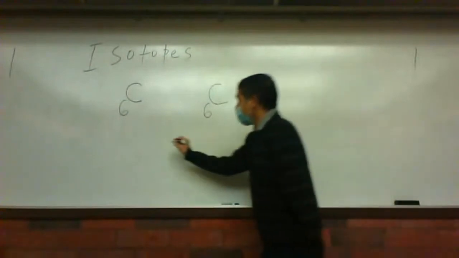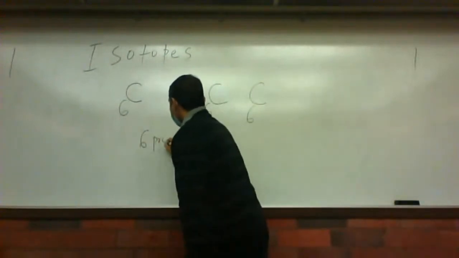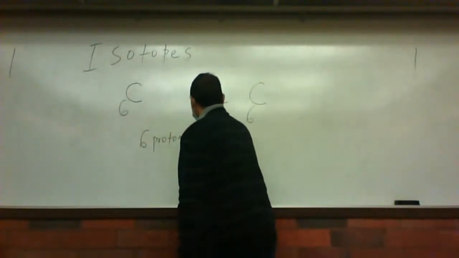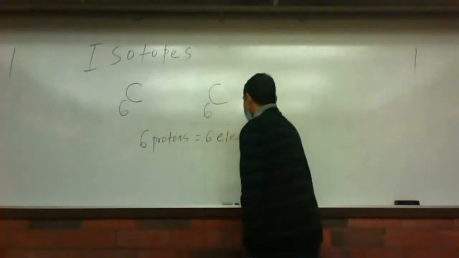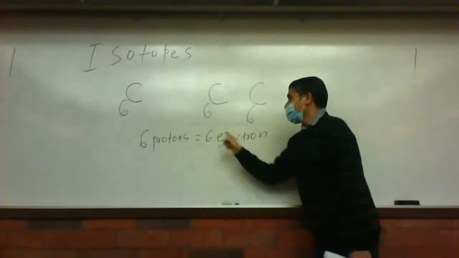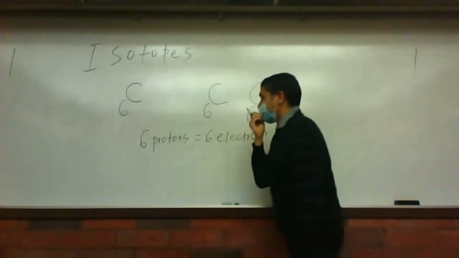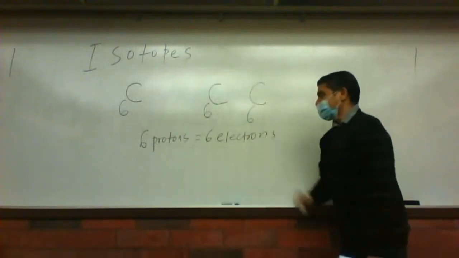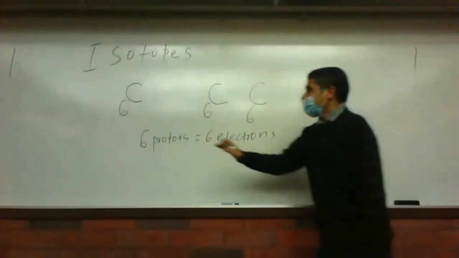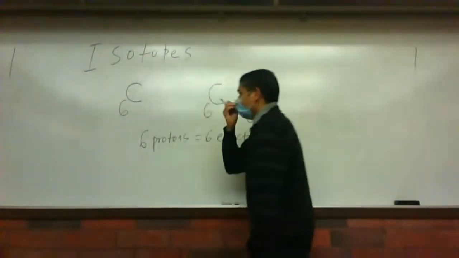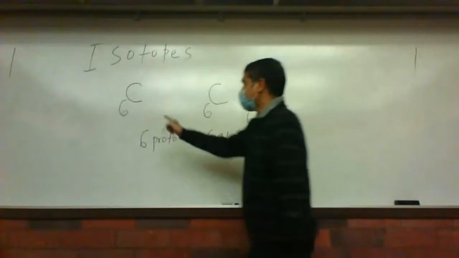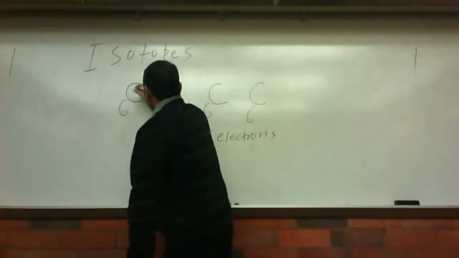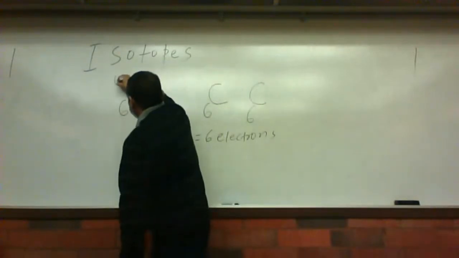So 6 protons, 6 electrons. 6 protons equals 6 electrons. This carbon has 6 protons, 6 electrons. This carbon has 6 protons, 6 electrons. This carbon also has 6 protons, 6 electrons. But this carbon has 6 neutrons. So this guy has 6 neutrons. So 6 neutrons, 6 protons.